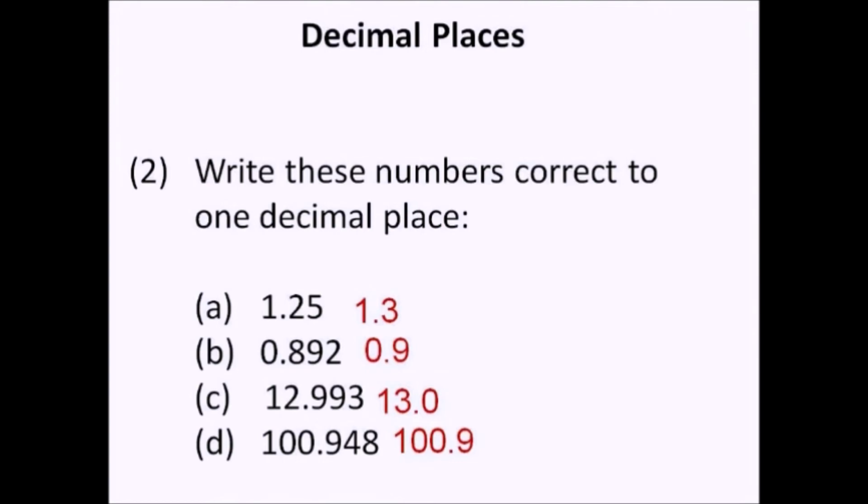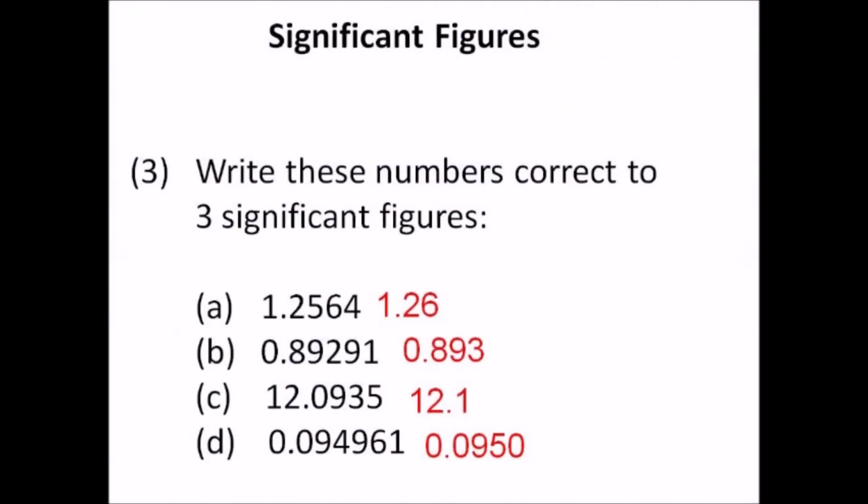Okay, decimal places, number 2. The first one is 1.3, then 0.9, then 13.0, then 100.9. The one with 13.0, you just add a 1 to the 12 to get 13, and you put the 0.0. That's the one decimal place. You got all of those, guys? Good work. Let's do significant figures now.